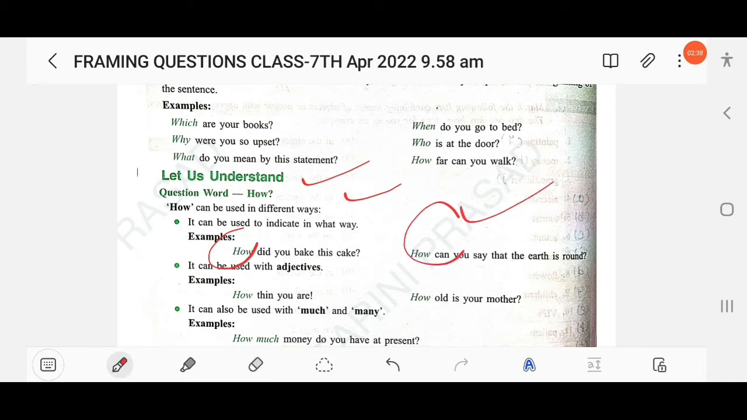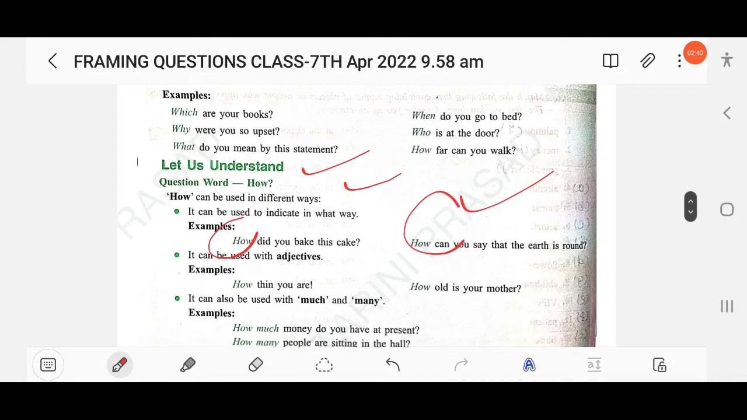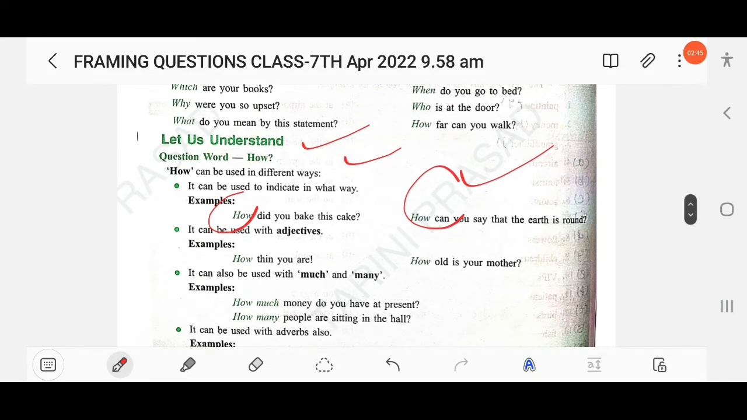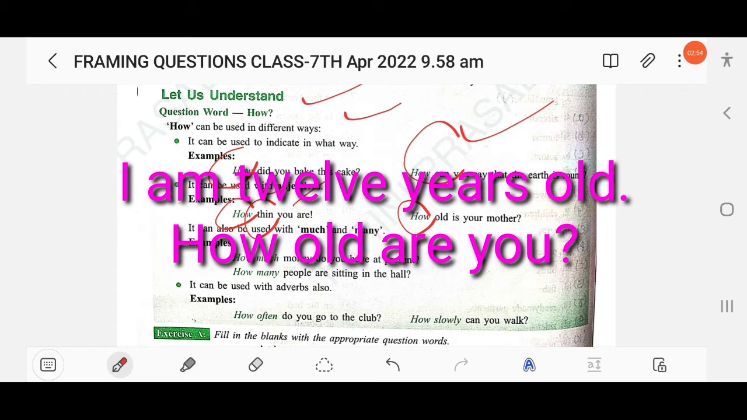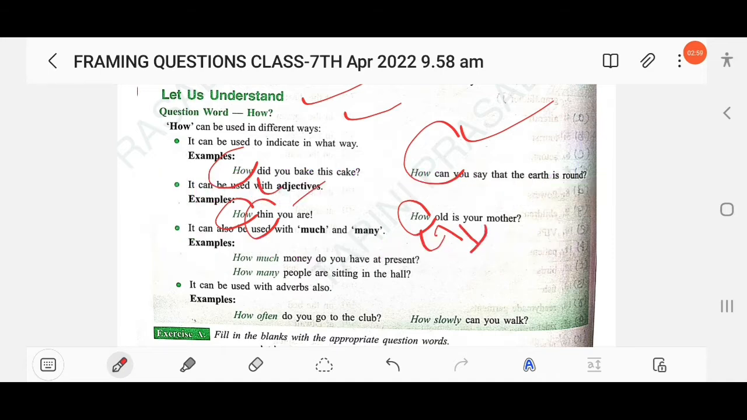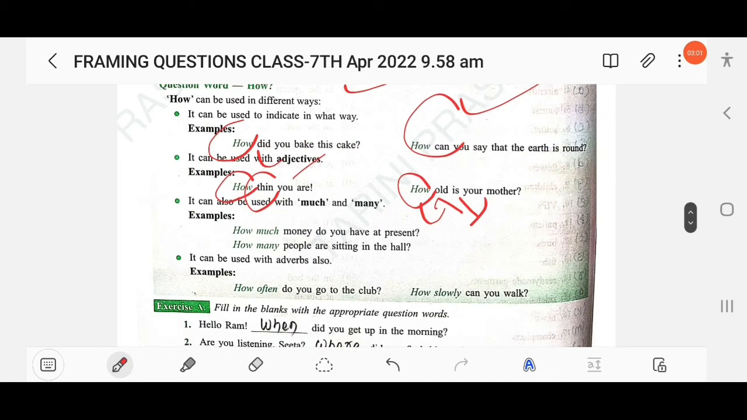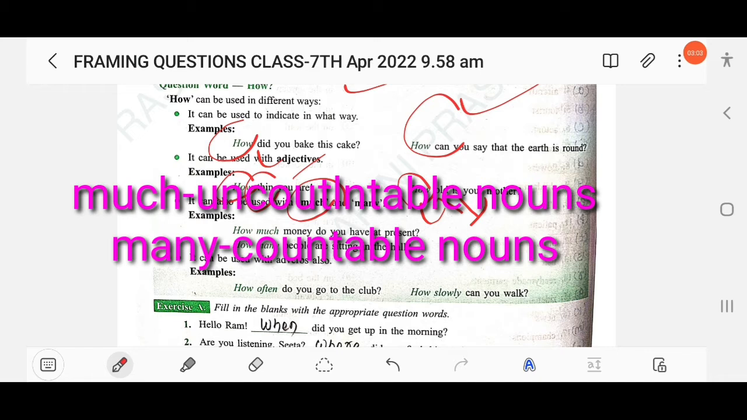Next, it can be used with adjectives. As you find here, how thin you are. Here how is the WH word, then an adjective is used. Similarly, I am 12 years old. How old are you? After the WH word, an adjective is used, then you have to use an auxiliary verb. Similarly, it can also be used with much and many. Much is used for uncountable nouns and many is used for countable nouns.